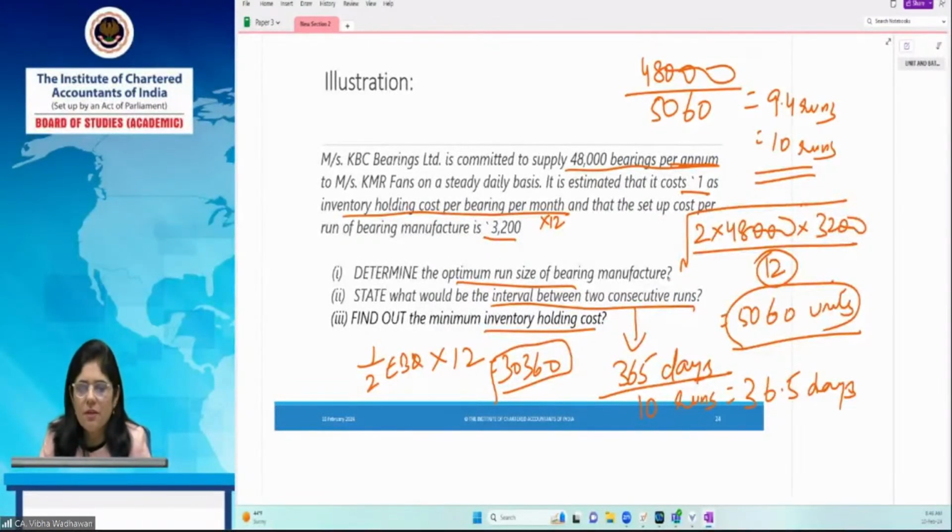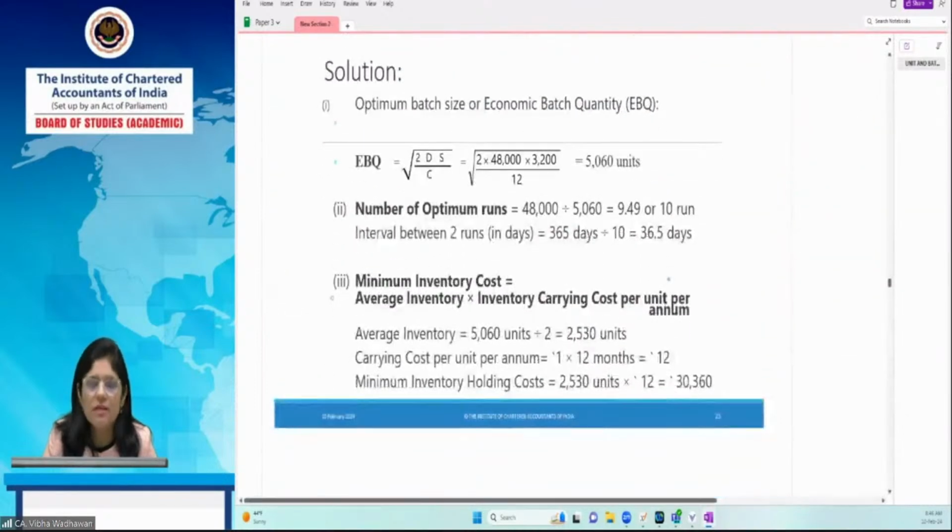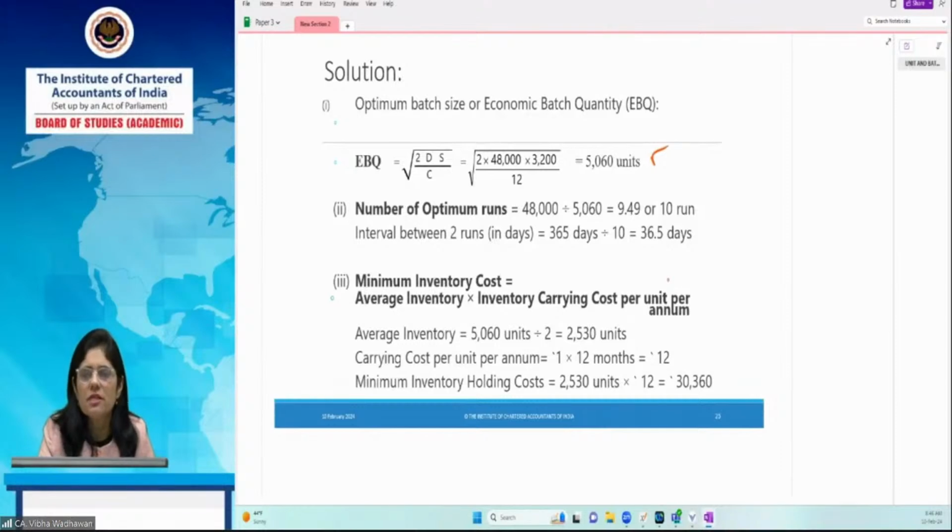So there are three parts we have done. We have the clear solution also. You can check. 5060 is EBQ. Number of optimum runs: here also they have done 10 runs. You have to convert it into the next round figure. Interval between two runs, 36.5 days. If you calculate in days, you can calculate in months also.